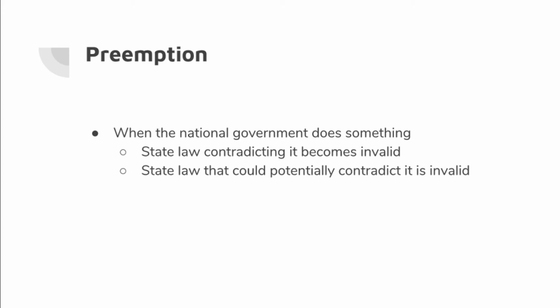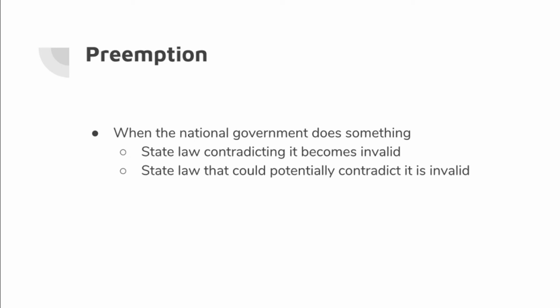Finally, one important idea to understand is the doctrine of preemption. Preemption has to do with what happens when the national government takes action. By taking action, I mean when the legislative branch passes a law or the president passes an executive order or something of the sort. What happens when the national government takes action, much like how the Constitution is supreme to all other laws, national law is supreme to state laws.